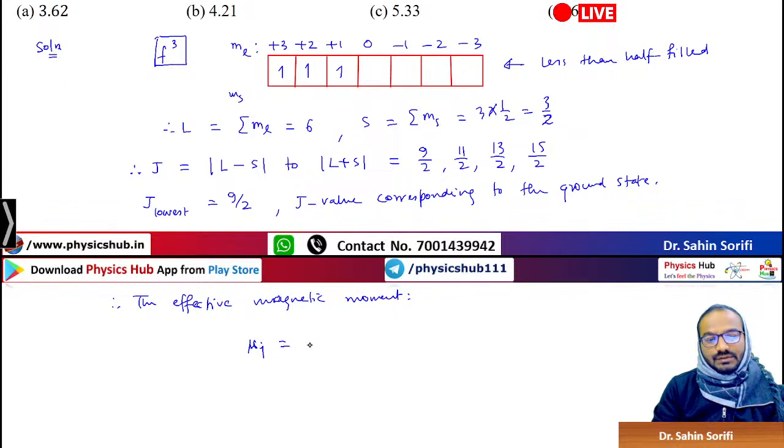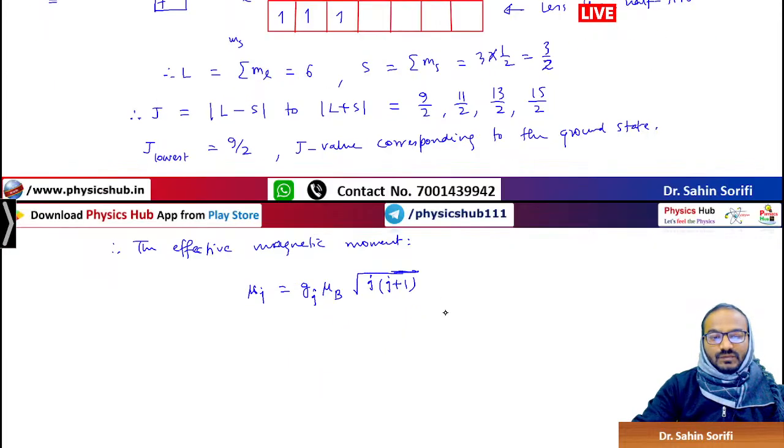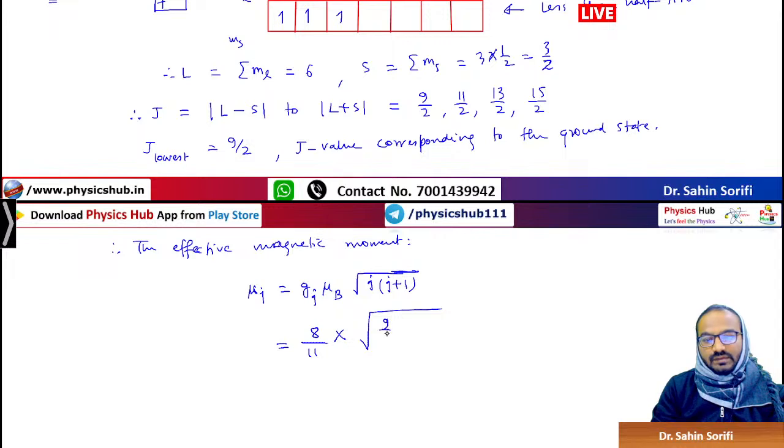Mu j is equal to gj mu B times J by h cut, that is root over j into j plus 1. H cut is getting cancelled. So gj is given in the question as 8 by 11, and mu we have to find out in terms of mu B. So j into j plus 1, so root over 9 by 2 into 9 by 2 plus 1 times this mu B.